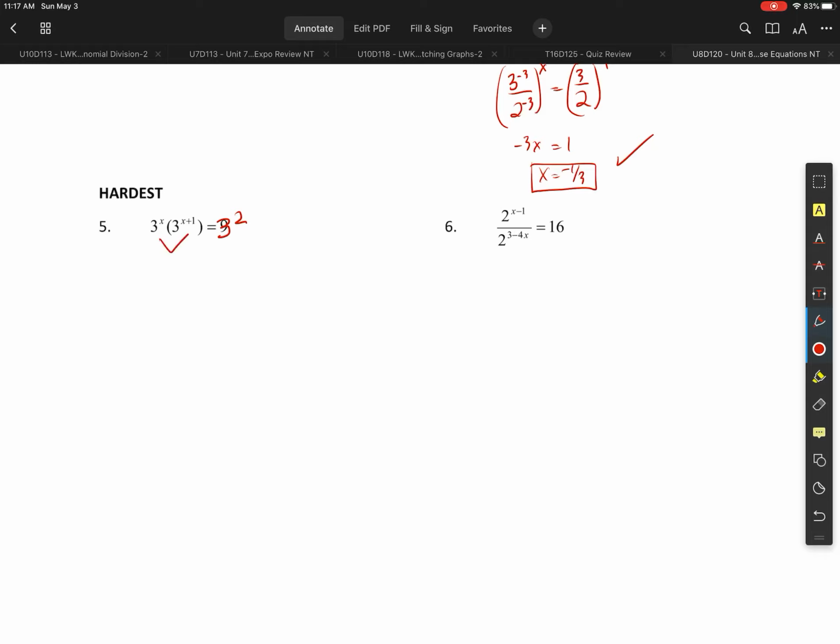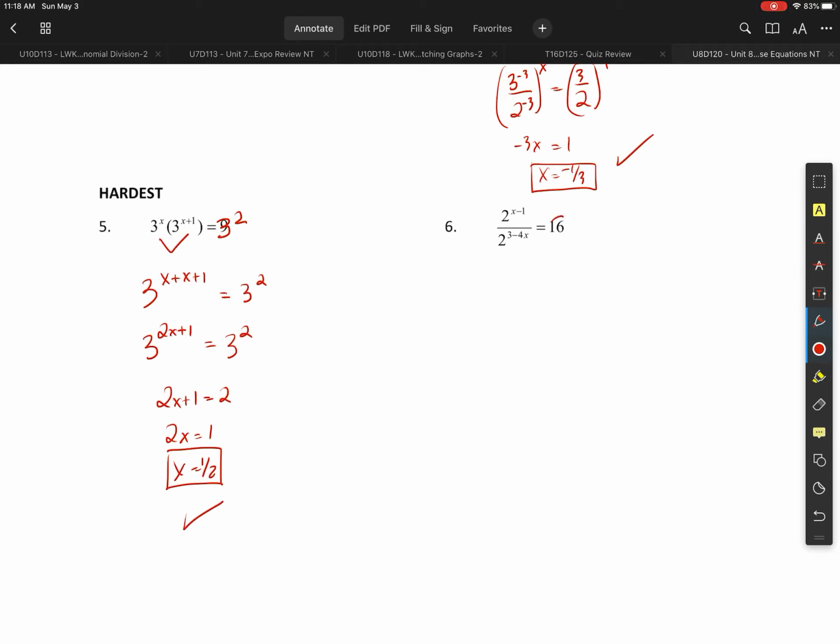Now they're all 3's. But what happens on this side? The key thing we have to remember is that when we are multiplying with exponents, we add. So we have 3 to the 2x plus 1 equals 3 squared. 2x plus 1 equals 2. 2x equals 1. X equals 1 over 2. We plug in, we check. It does work. It's amazing.